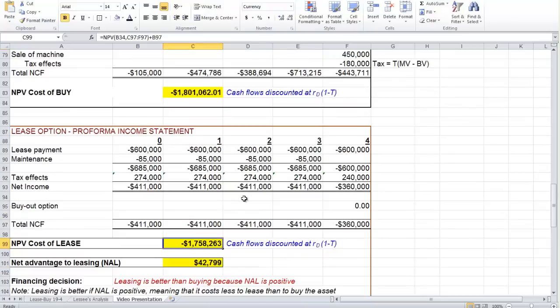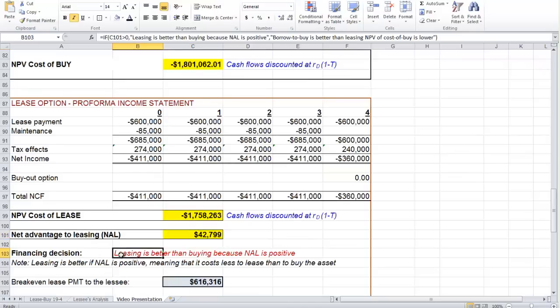So with that, we find the NPV of the cost of the lease, and that comes out to be $1.76 million approximately. And as you can see, the cost of leasing is cheaper than the cost of borrowing money to buy the equipment by $42,799. This positive difference here is referred to as the net advantage to leasing.